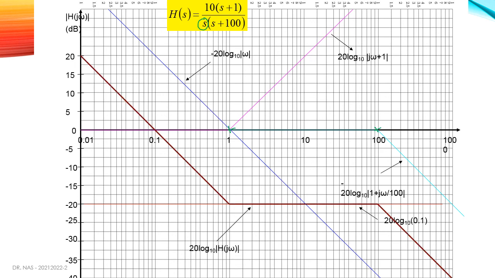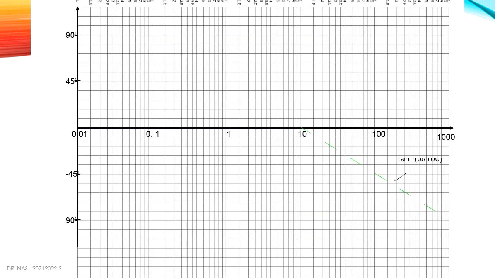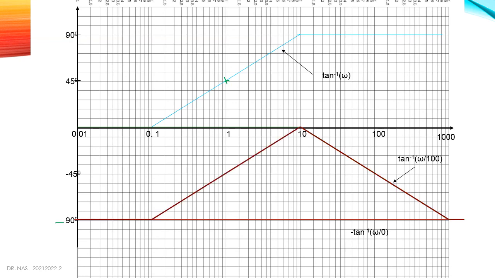Same goes to the phase plot. First, you have poles at 100, so it's negative 45 degrees at 100, extended to the earlier decade and next decade. And then you have poles at origin, which is a constant negative 90 degrees. And then you have the constant, and you have zeros at 1. Zeros at 1 is positive 45 degrees at 1, and the rest extended to the earlier decade and the next decade, and finally you total them up.